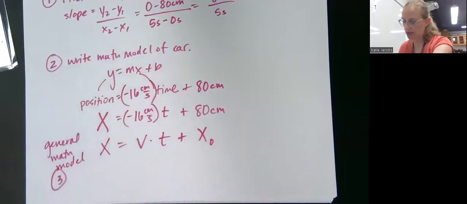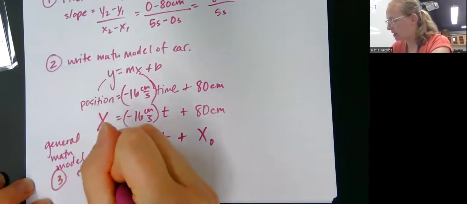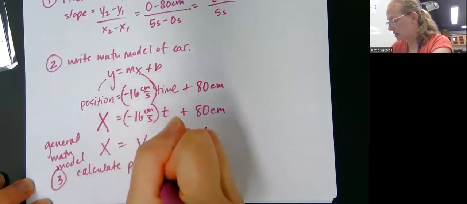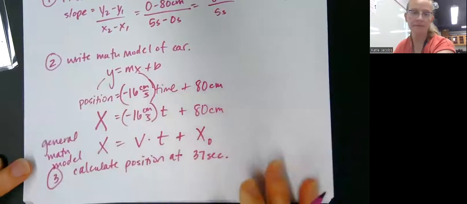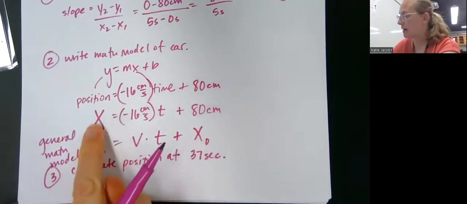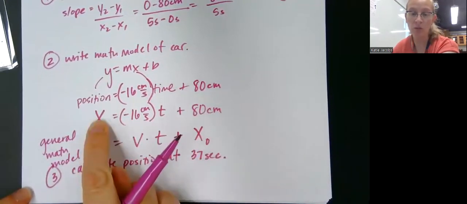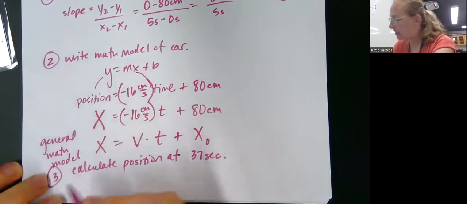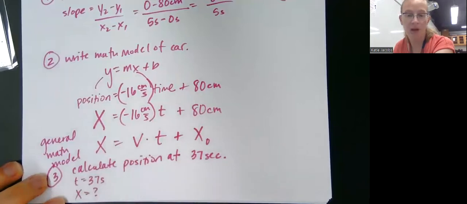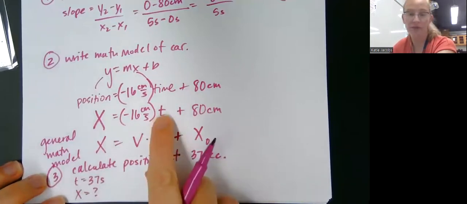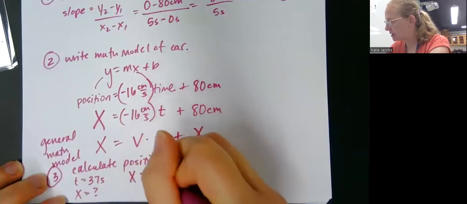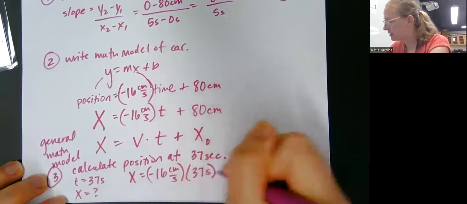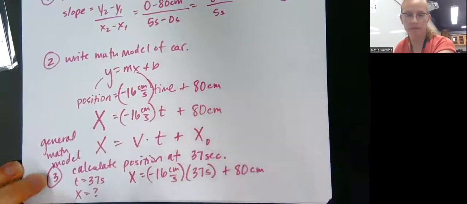Our last sample question is calculate the position at 37 seconds. So now I'm going to be using my math model like we did in Unit 1. We're using it as an equation. I know the time is 37 seconds. I don't know the position. I'm going to take 37 and plug it in for T. I rewrite the negative 16 centimeters per second times 37 seconds plus 80 centimeters.